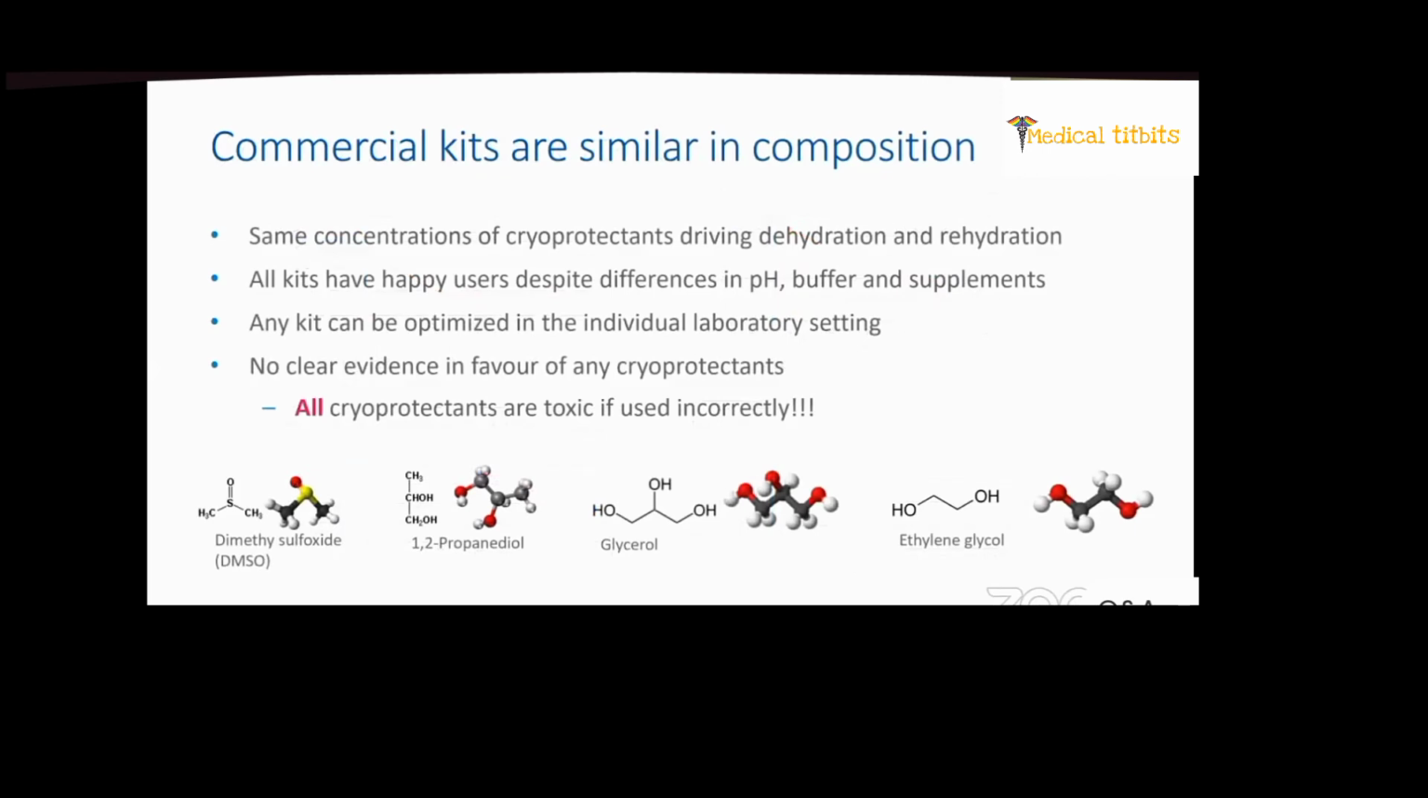There are essentially 4 commonly used permeable cryoprotectants, namely dimethyl sulfoxide or DMSO, propanediol, glycerol, and ethylene glycol, and different types of sugars used as non-permeable cryoprotectants. They appear in different variations for different purposes. For example, glycerol is mostly used in sperm freezing kits, whereas propanediol in combination with DMSO or ethylene glycol are the main components of vitrification kits. All of them do the same job, however. They drive the dehydration and rehydration processes in the cells.